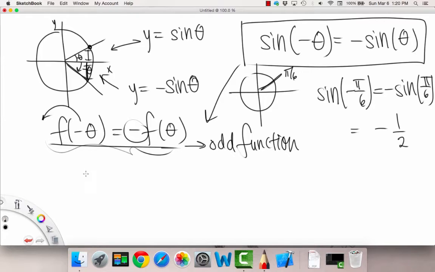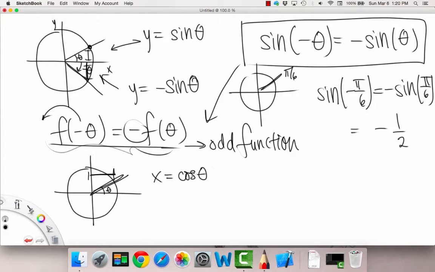Okay, so now let's look at cosine. Let's see what happens in this case. Let's say we have the same thing going on. We rotate an angle theta this way, and we get a certain x value, a certain cosine. So that would be x is equal to cosine theta. And then let's say we rotate negative theta in the other direction.